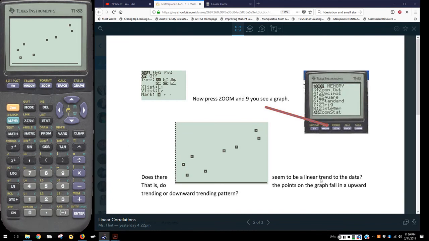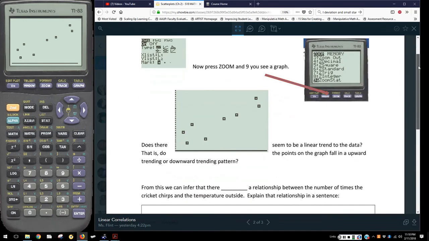And does there seem to be a linear trend to this data? What I'm asking is, do the points on the graph fall in a kind of an upward or downward trending pattern? And you see here that it does appear that the points are kind of traveling uphill. Now, they're not in a perfectly straight line. I'm not implying that they have to fall in a perfectly straight line. That isn't the case at all.